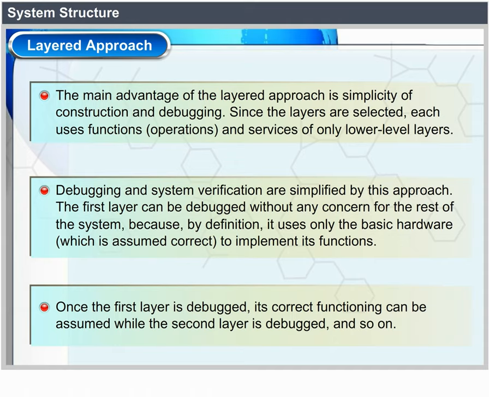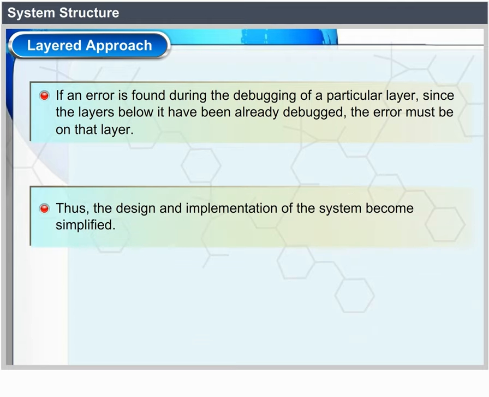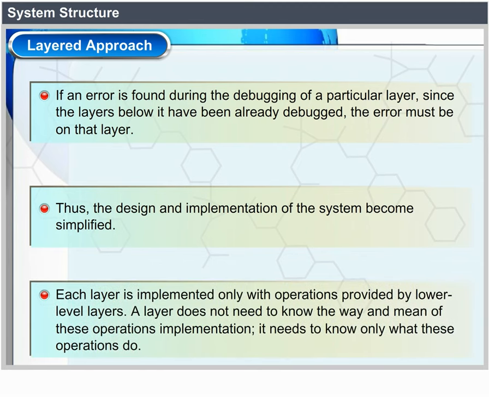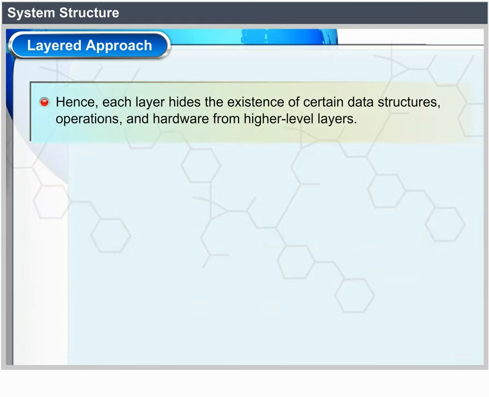If an error is found during the debugging of a particular layer, the error must be on that layer because the layers below it are already debugged. Thus, the design and implementation of the system are simplified. Each layer is implemented only with the operations provided by lower level layers. A layer does not need to know how these operations are implemented. It needs to know only what these operations do. Hence, each layer hides the existence of certain data structures, operations, and hardware from higher level layers.